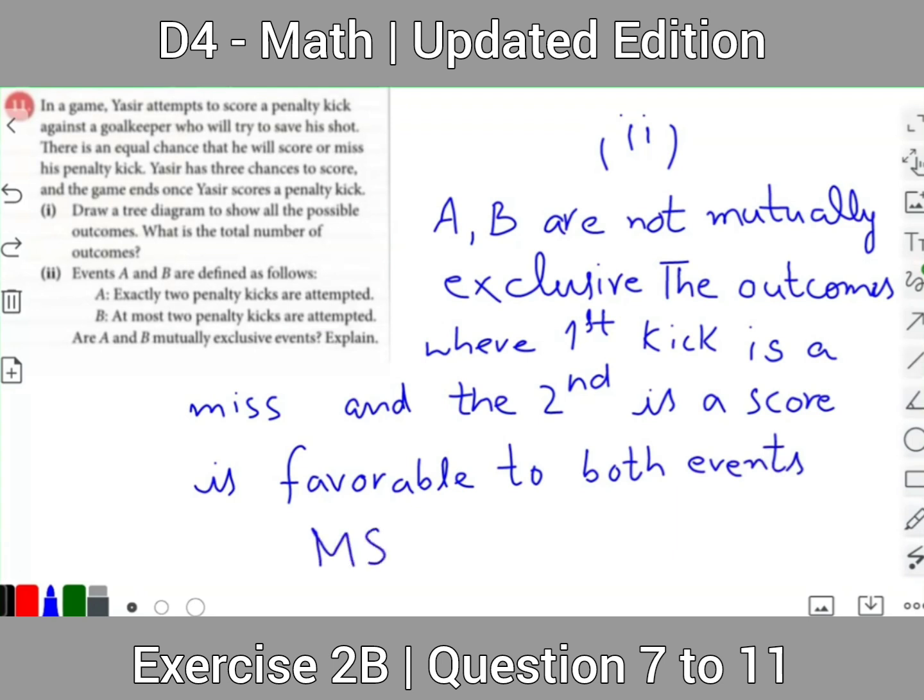Since in the event A, exactly 2 penalty kicks are attempted, it means we have just like this: miss, miss, and the score. And for the event B, we have at most 2 penalty kicks are attempted. It means we have more than 2 penalty kicks. So A and B are not mutually exclusive events.